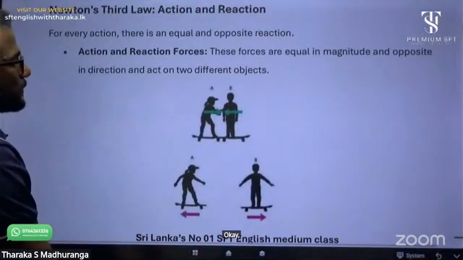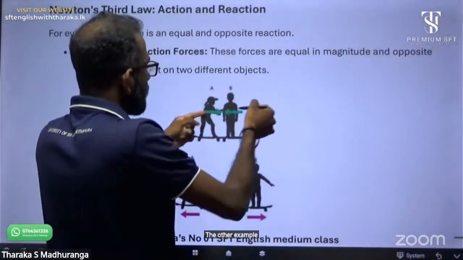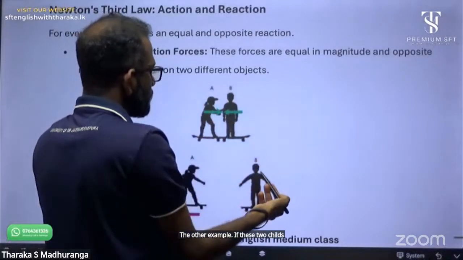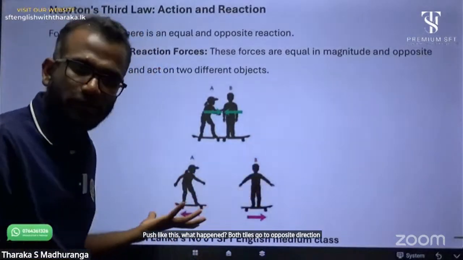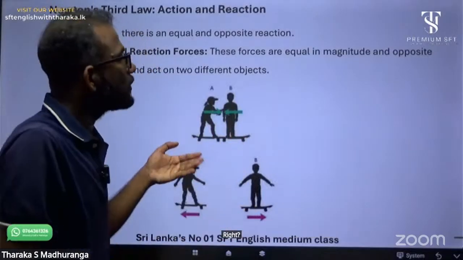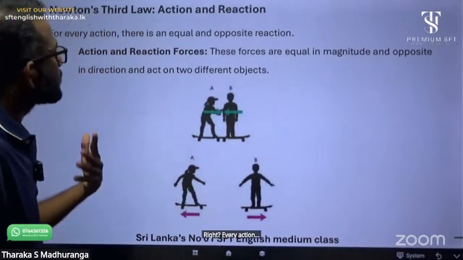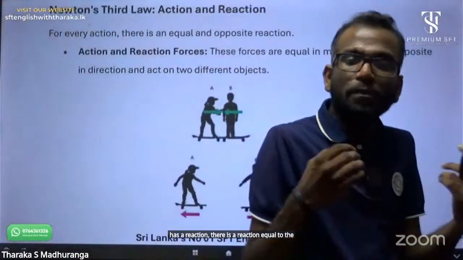Okay, here is an example. If these two children push like this, what happened? Both children go in opposite directions. That's a reaction. This is action. This is a reaction. Right? Every action has a reaction, equal in magnitude and opposite in direction.